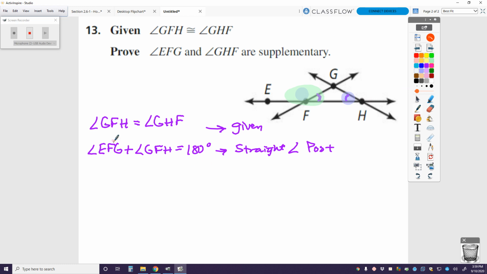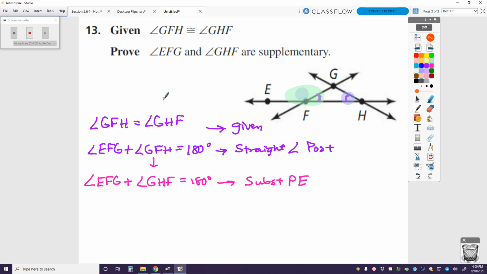But it's not EFG and GFH, it's EFG and GHF. Man, if only we knew that angle GFH was somehow equal to angle GHF. Oh my gosh, it's in the given. It's in the given. So we're going to make this substitution. We're going to keep angle EFG, and we're going to substitute out the GFH for angle GHF equals 180 by the substitution property of equality.